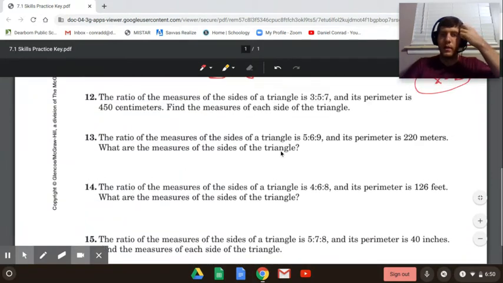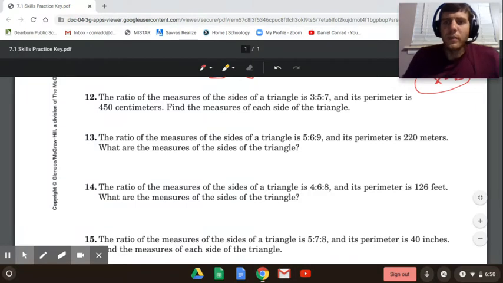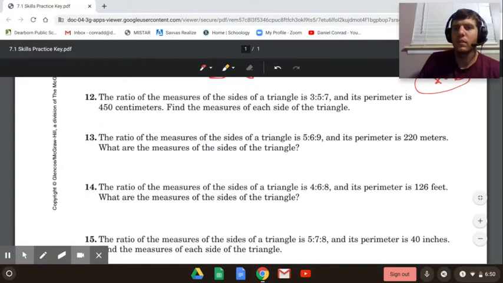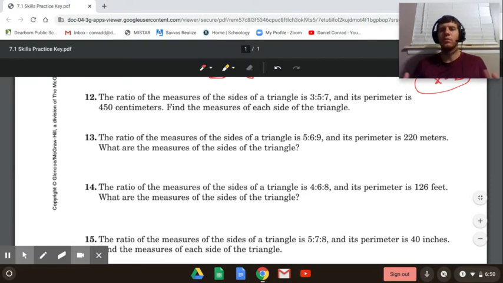All right, here we have the ratio of sides of a triangle: 3, 5, and 7. 3 to 5 to 7. And its perimeter is 450 centimeters. It wants us to find the measure of each side of the triangle. So we know the ratio is 3 to 5 to 7. We don't know what multiple of 3 to 5 to 7 it is, though. So we can say that that multiple is x. So we can come up with an equation: 3x plus 5x plus 7x equals our total perimeter of 450.